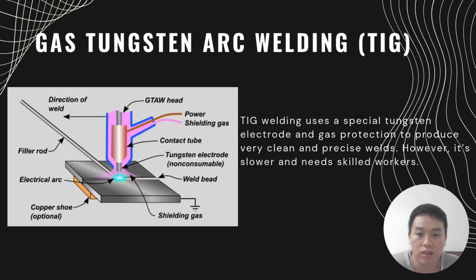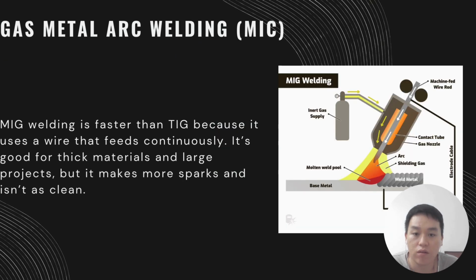Gas tungsten arc welding (TIG) uses a special tungsten electrode and gas protection to produce very clean and precise welds. However, it's slower and needs skilled workers. Gas metal arc welding (MIG) is faster than TIG because it uses a wire that feeds continuously. It's good for thick materials and large projects, but it makes more sparks and is very dirty.